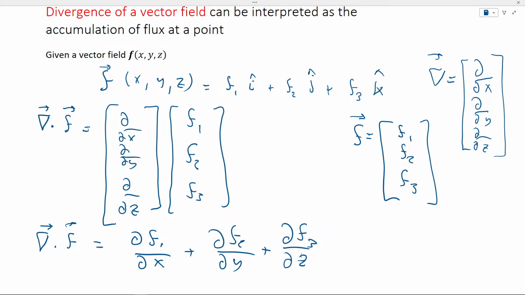So I got a scalar function. Here I have a vector function, and this guy is the dot product with a vector. I get a scalar function.